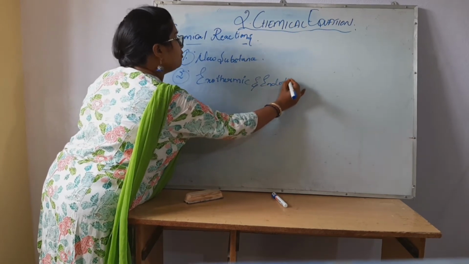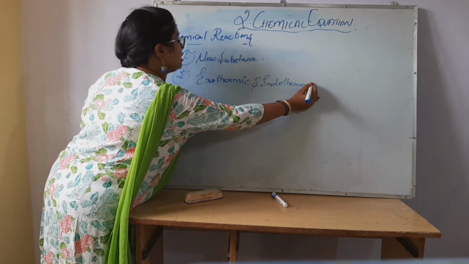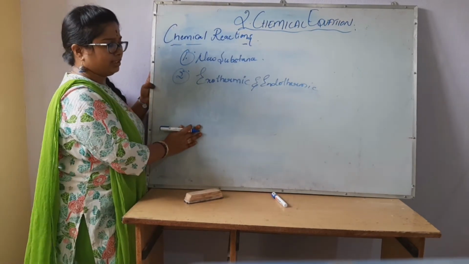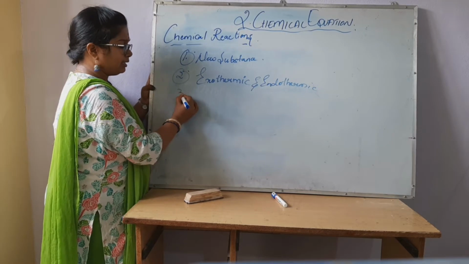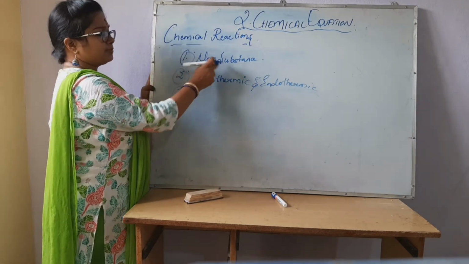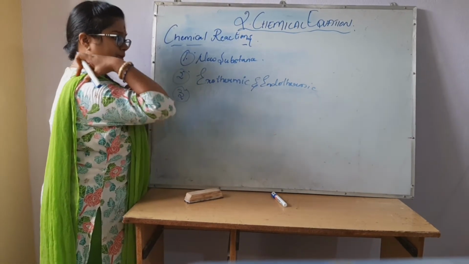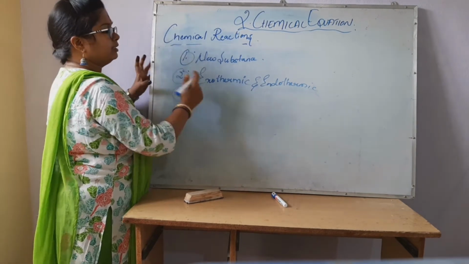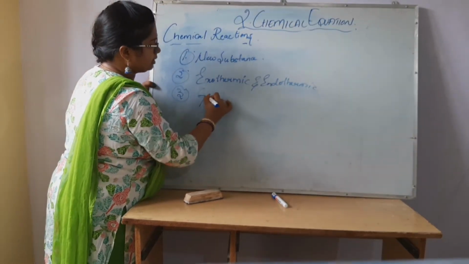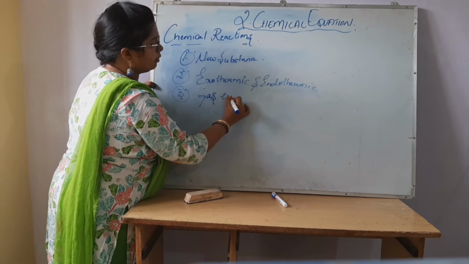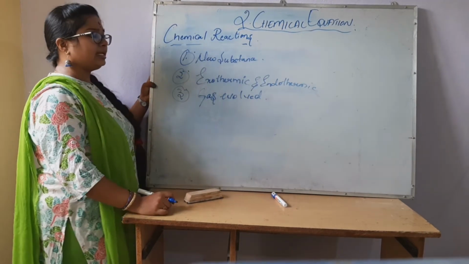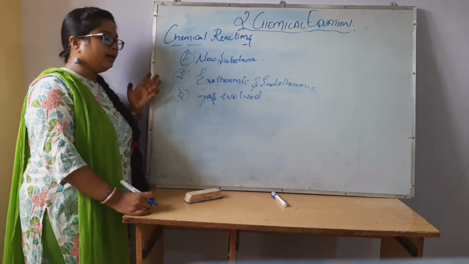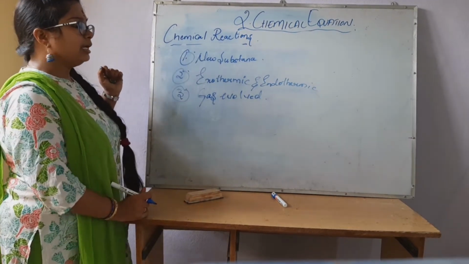How can you know whether heat energy is released or not? You can't see the energy, isn't it? But if you touch the beaker, you can feel it is hot. And third, a new substance is formed. Exothermic and endothermic reactions. And another one, a gas may be evolved, isn't it? Gas is evolved out. These you can learn from the above reactions.